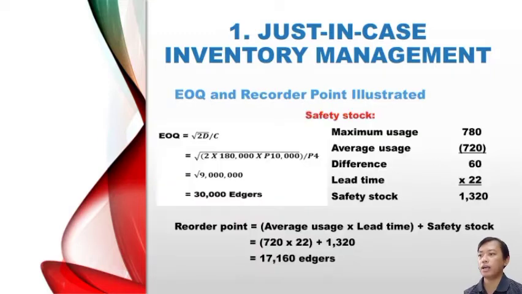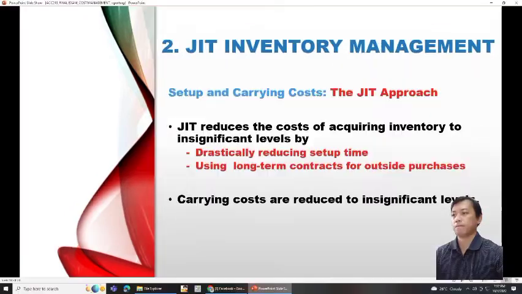So we have here the EOQ and the reorder point illustrated. These are the formulas for the EOQ, the safety stock and the reorder point, which we did discuss earlier on, how to get it. So number 2, JIT inventory management, setup and carrying costs using the JIT approach.